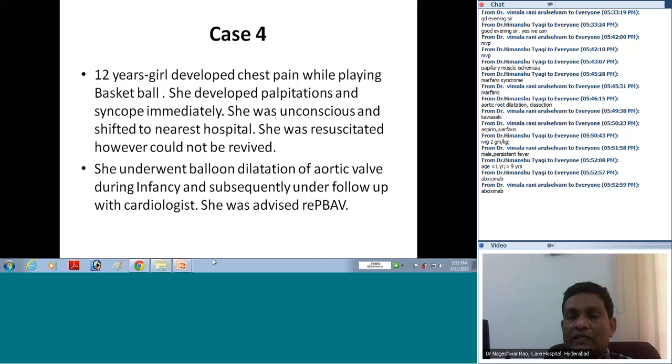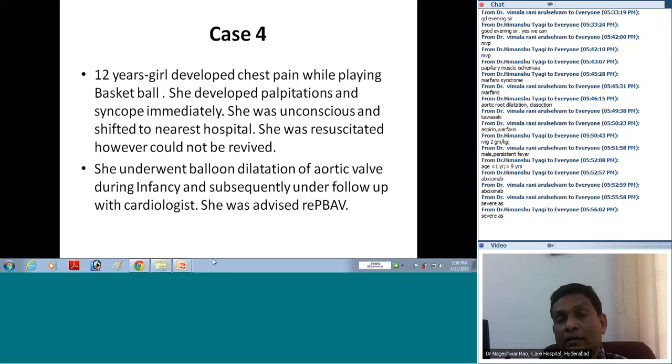So, what is your diagnosis in this? The diagnosis is obvious. This is restenosis, aortic valve stenosis, recurrence happened. But why should a child develop chest pain in aortic stenosis? I want to know the causes for chest pain in coronary artery disease, aortic stenosis. So what are the causes of chest pain in case of severe aortic stenosis?